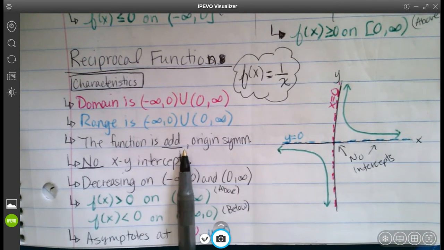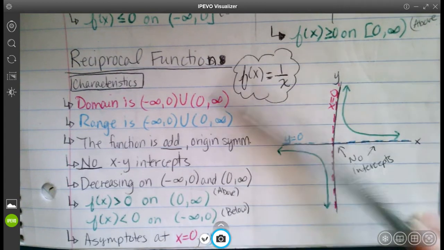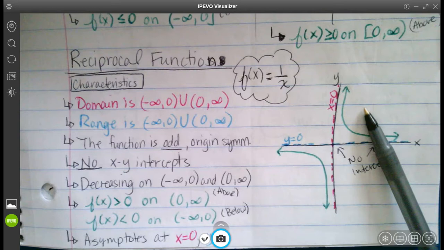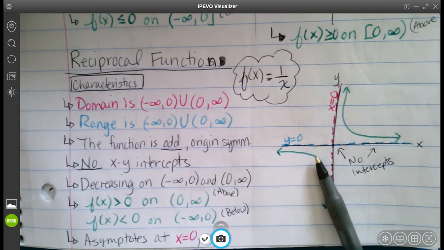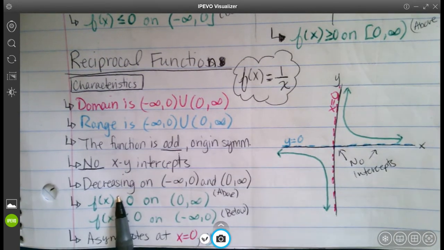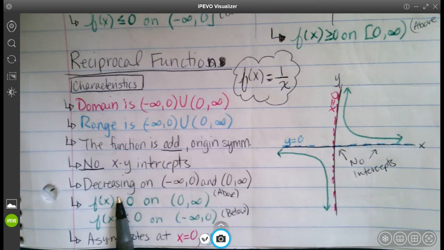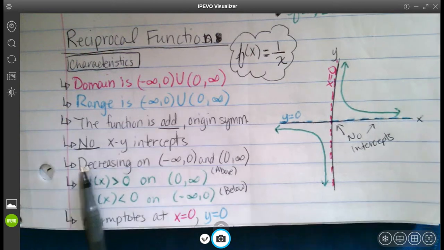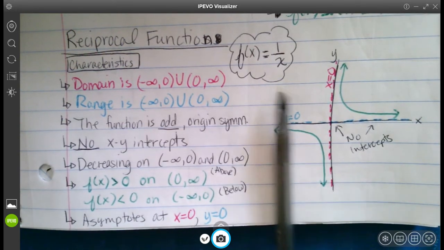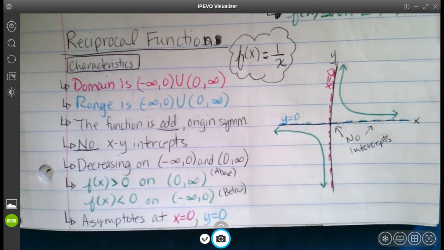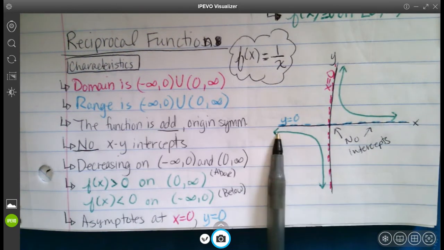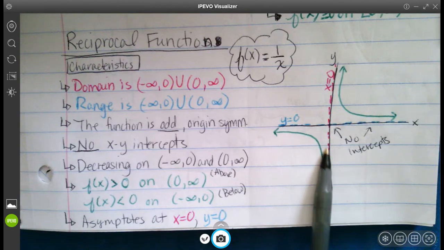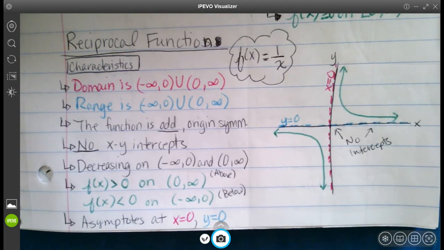This function is also odd because if you were to fold diagonally, remember how I did it with the paper that one time? It's going to land on itself. Okay? It has origin symmetry. It's decreasing pretty much the entire time, which is a little bit baffling for some people. But when you're thinking about decreasing, increasing, you have to think about going from left to right. So again, if you were a little person walking on this line, you would be sliding all the way down, so you'd be decreasing here, right?